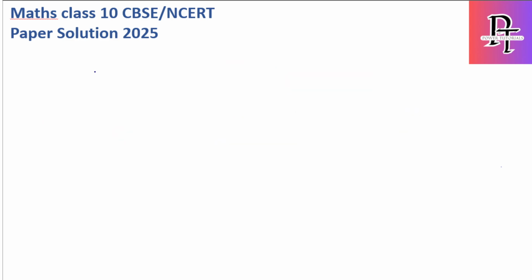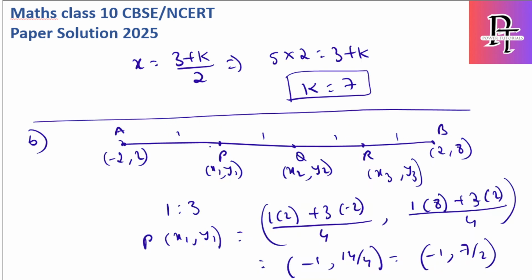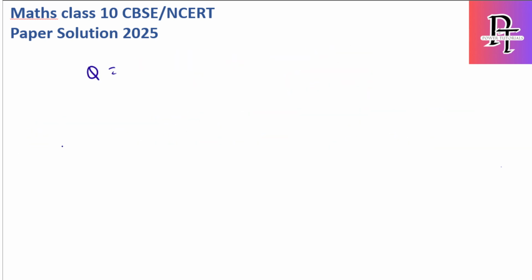Okay, same way let's solve for Q. The Q value is easy because it is just like a midpoint, because on the left side 2 parts and on the right side also 2 parts are present. So simply the midpoint: (minus 2 plus 2) by 2, (2 plus 8) by 2.